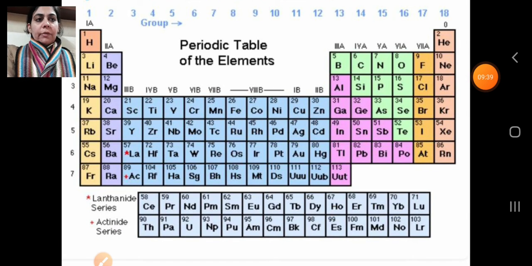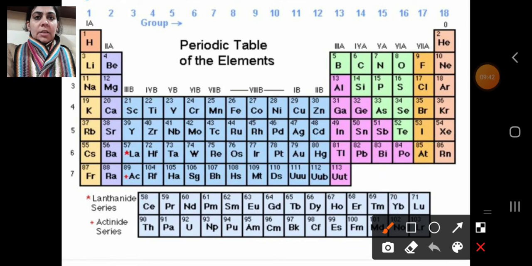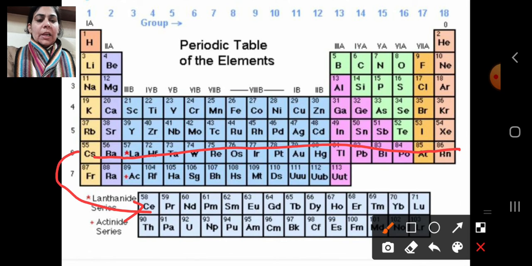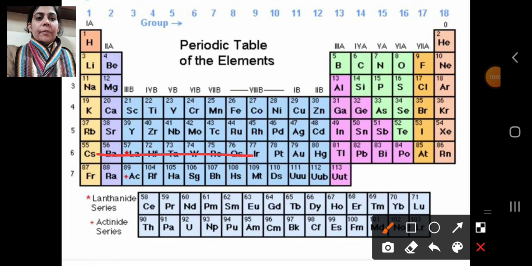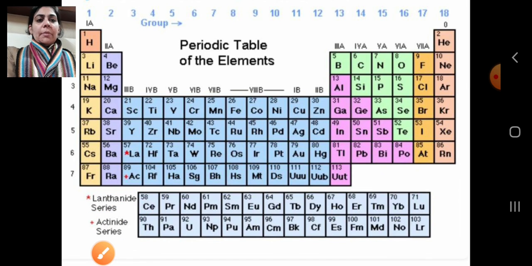So what we have concluded, we have seen that this sixth period contains an extra 14 elements, that is the lanthanide series. And this 7th period also contains an additional 14 elements called the actinide series. So some elements of the sixth period and seventh period are placed separately in the lanthanide series and actinide series. Only a few elements are placed separately. So this was all about the periodic table of the elements, the modern periodic table. Further, we will discuss their properties in detail in the next video. Thank you.